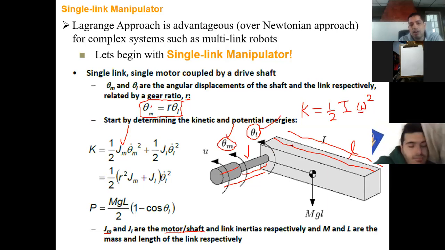Now let's talk about the kinetic energy of the link. How do you find it? Again, 1/2 I omega squared, the same formula. In the case of the link, I call I JL, where JL is the inertia of the link. So 1/2 JL omega squared, which for the link is theta L dot squared. So far so good here.